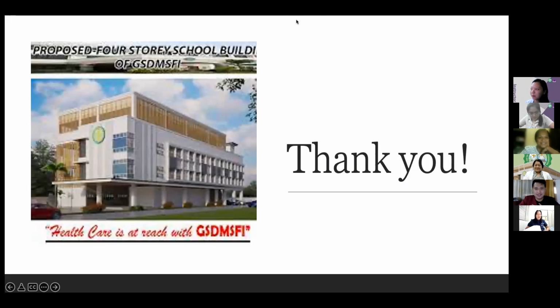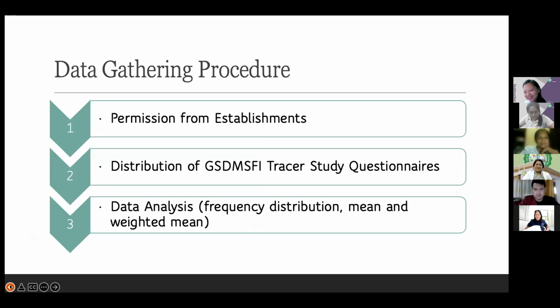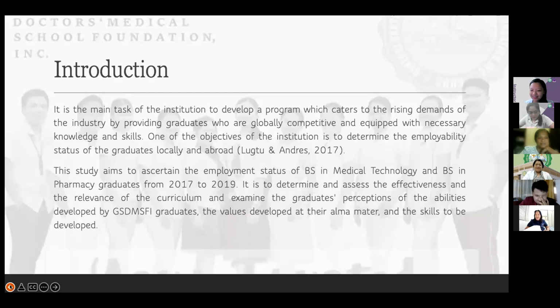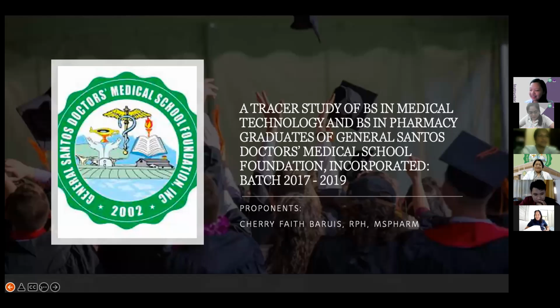So, I think it will be faster this time. Let's go to the title. Are we going to do the same thing, that they are going to divorce? So, they are going to work separately. One will be working for the med tech, and then another one, Miss Baruis, will be focusing more on the pharmacy. Okay, Ma'am Joy?